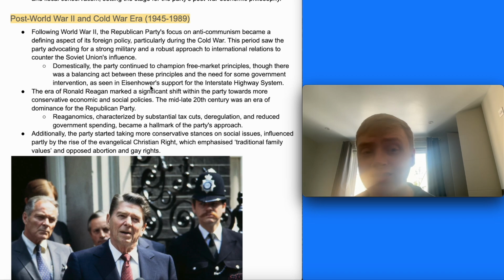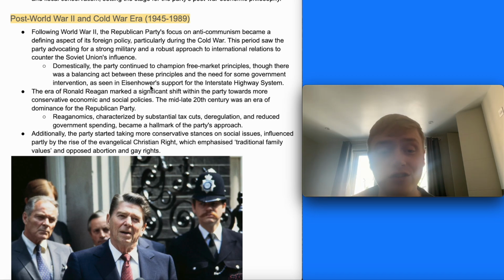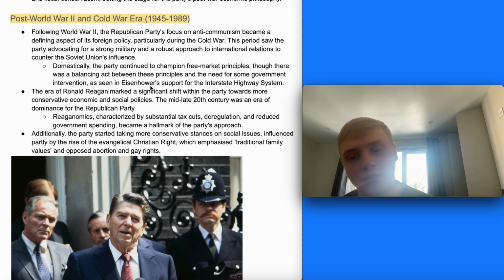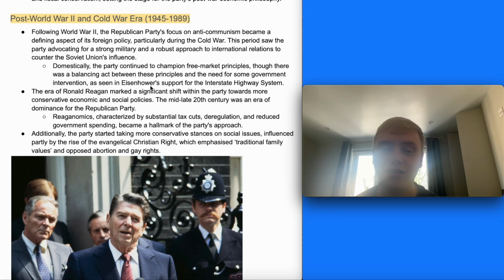The era of Reagan marked a significant shift within the party towards more conservative economic and social policies. The mid to late 20th century was an era of dominance for the Republican Party, and Reaganomics, similar to Thatcherism in the UK, was characterised by substantial tax cuts, deregulation, and reduced government spending, and it became a hallmark of the party's approach. Additionally, the party started taking more conservative stances on social issues, influenced by the rise of the evangelical Christian right, which emphasised traditional family values, and abortion and gay rights. This is where you see, very similar to when we looked at conservatism, but also the Conservative Party, the New Right. This is a key New Right philosophy, similar to Thatcher in the UK.